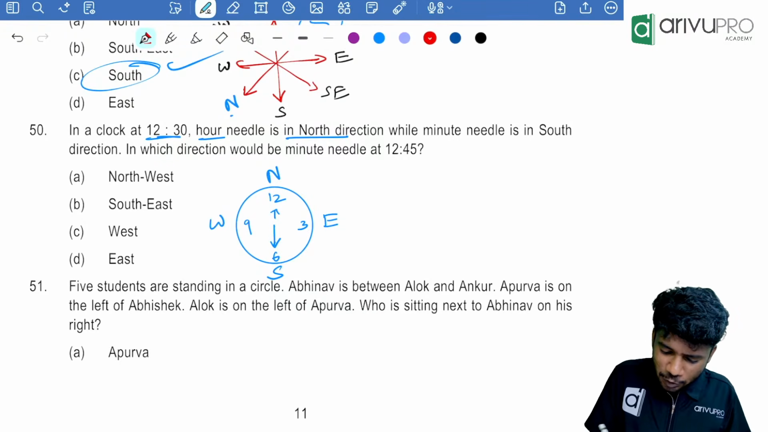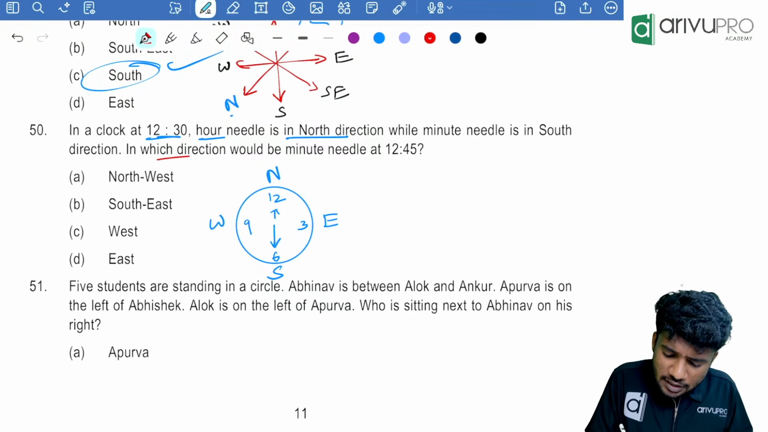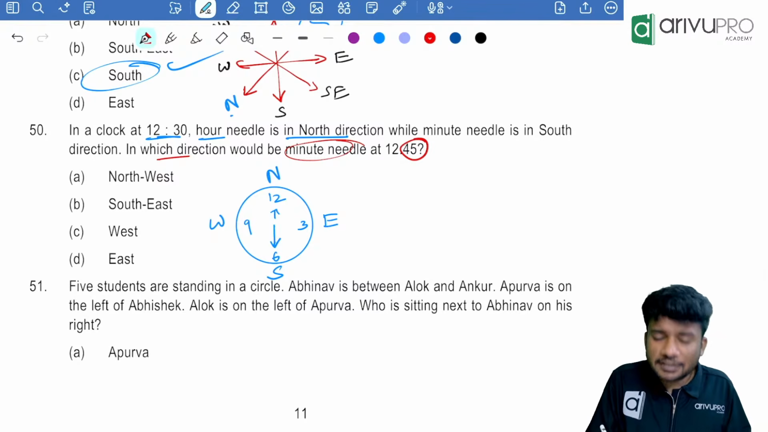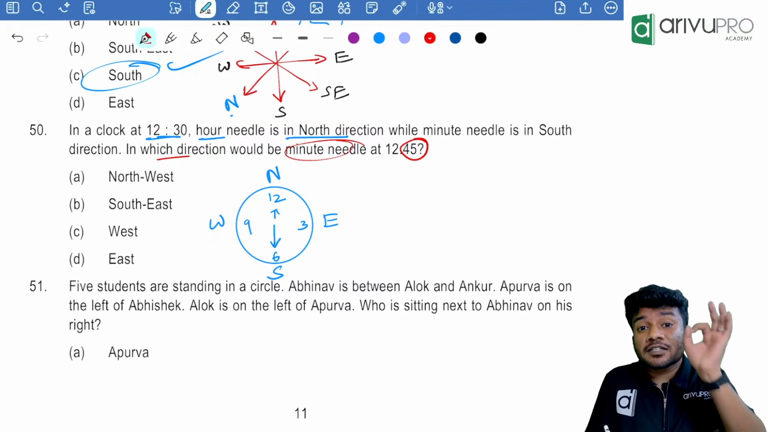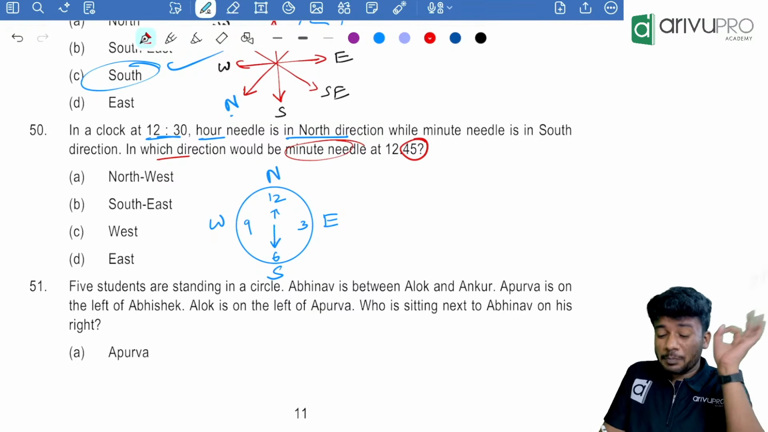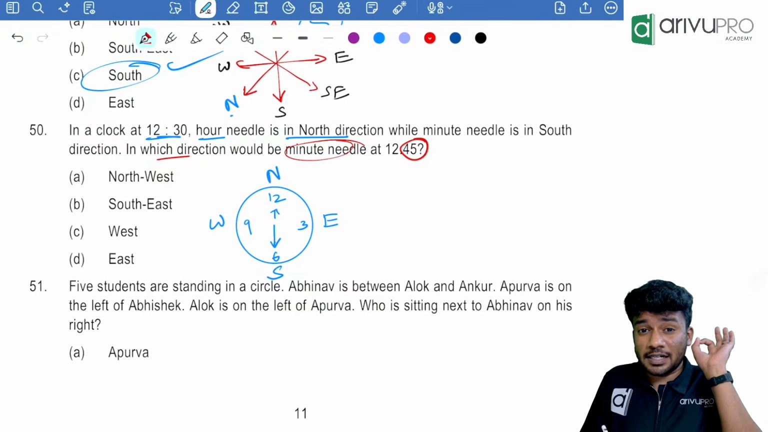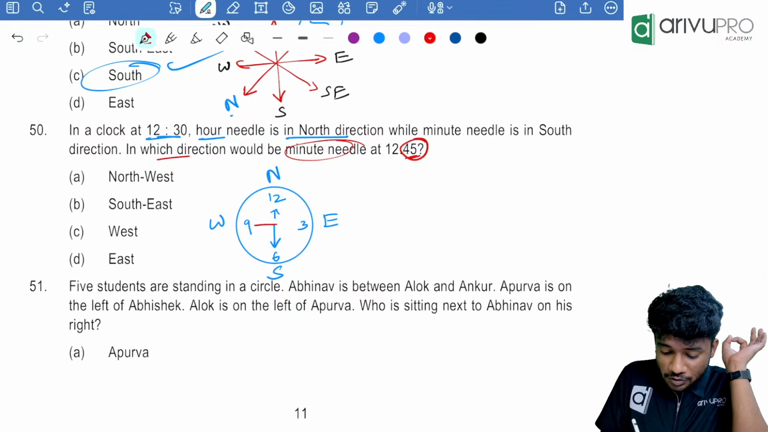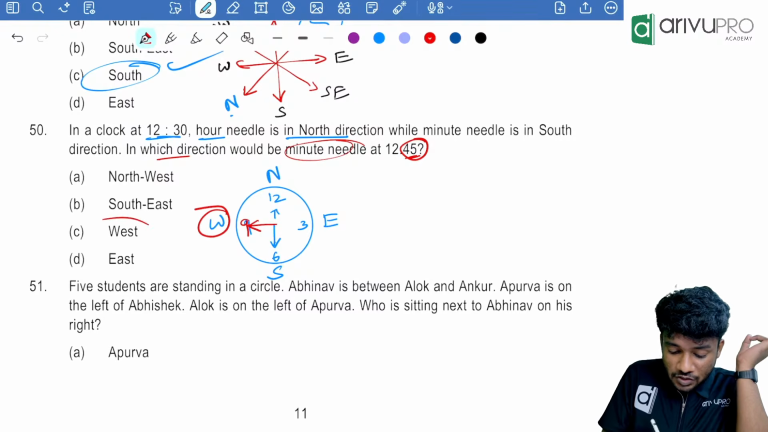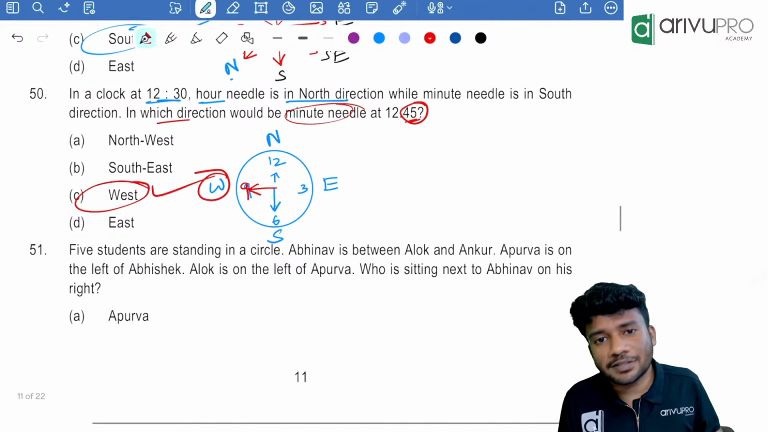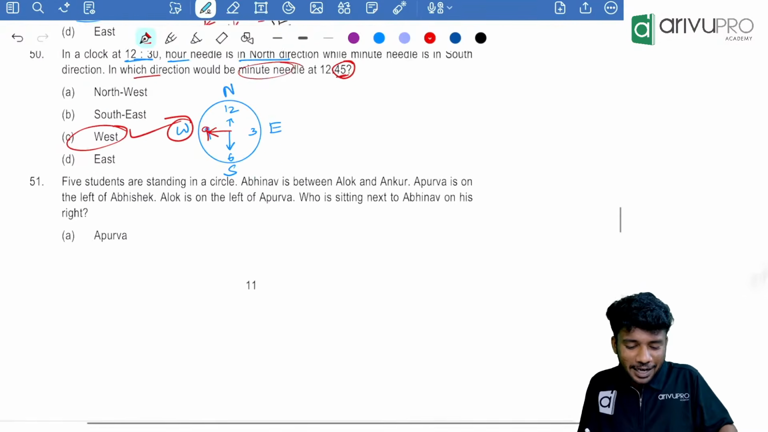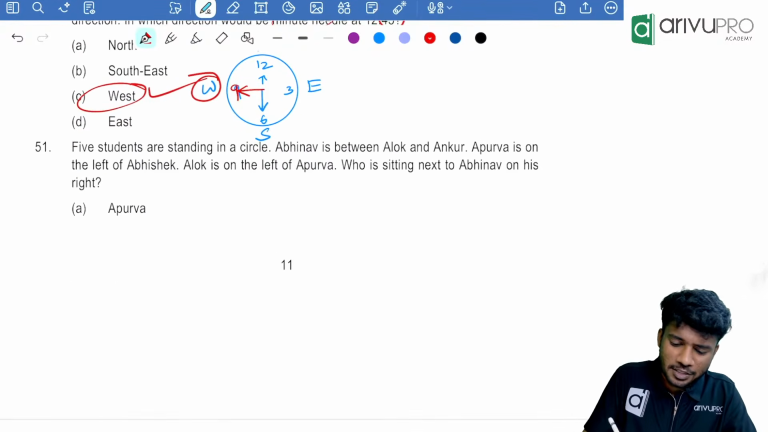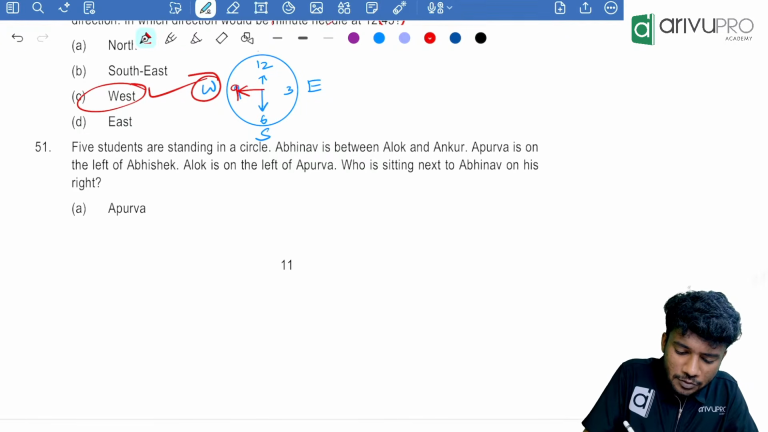Very easy. Now, the question is what? In which direction will be the minute needle when it is 12:45? Minute needle will be pointing towards which side when it is 45? It should be pointing towards north, sorry, towards 9. That means which direction is here? West is here. So option C is the answer. Directly you got it. Now another question, another easy question based on seating arrangement, people.